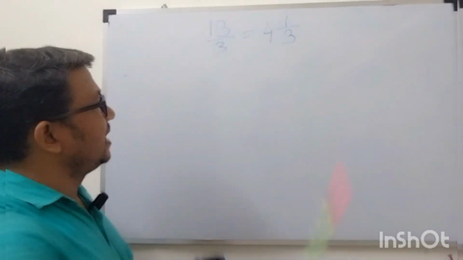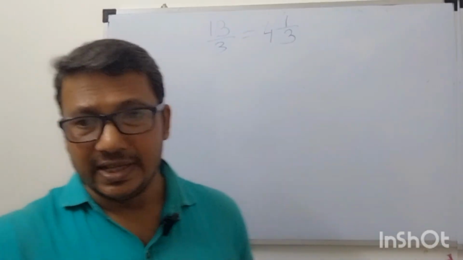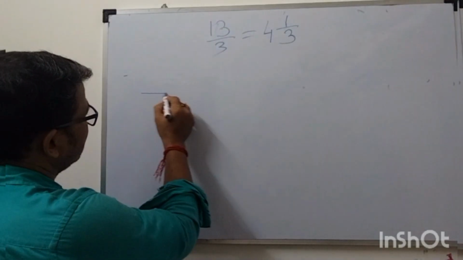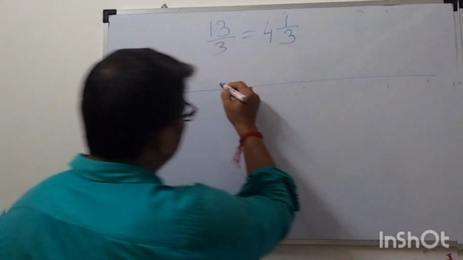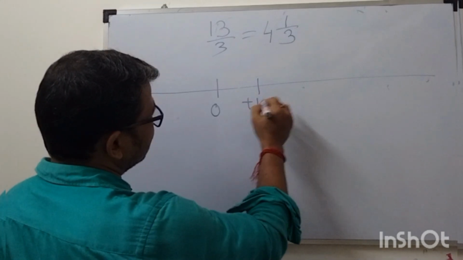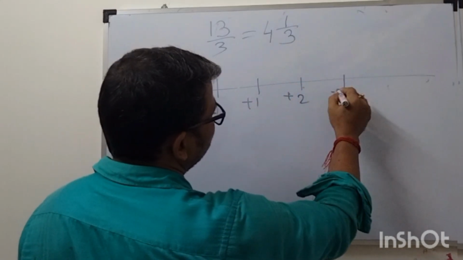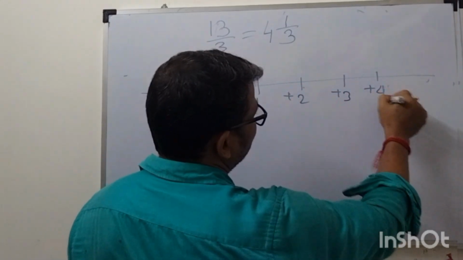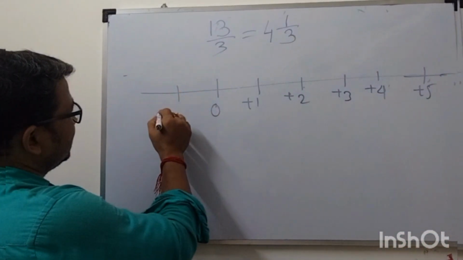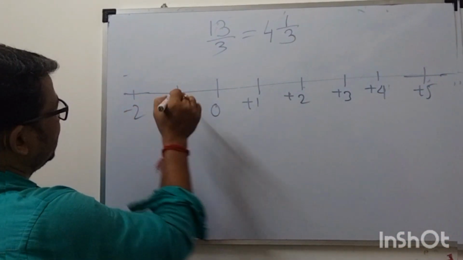This is clear that the number is bigger than 4 but lesser than 5. So this will lie between 4 and 5. It's clear. Let us draw the number line. Here is 0 as usual. We move on to the right side with plus sign: +1, +2, +3, +4, +5, and so on. And on the left side will be -1, -2, etc.